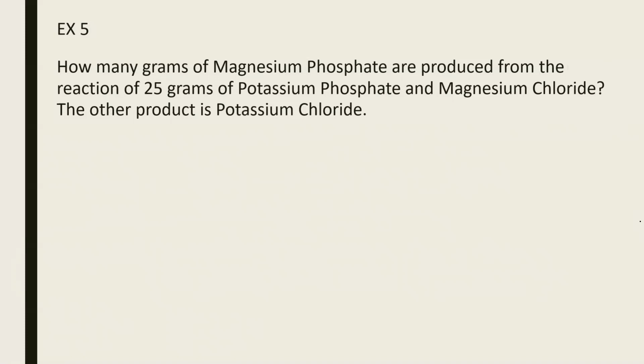All right, blah, blah, blah, are produced from the reaction of 25 grams of potassium, which is K, phosphate, PO4, and plus sign, magnesium chloride. The other product is potassium chloride, so that's one of my products. And here's my other product. How many grams of are produced? Produced means product.